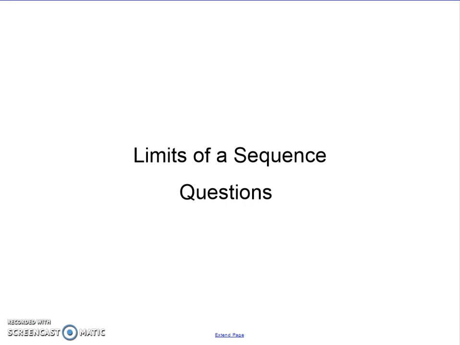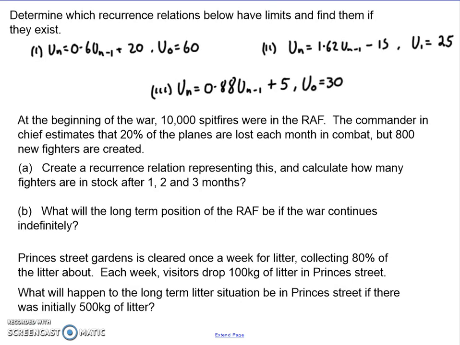So here you go. First one, determine which recurrence relations below have limits and calculate them if they exist. So there's 3 of them there. Do they have a limit? What is it? Second one, at the beginning of the war, 10,000 Spitfires were in the RAF.